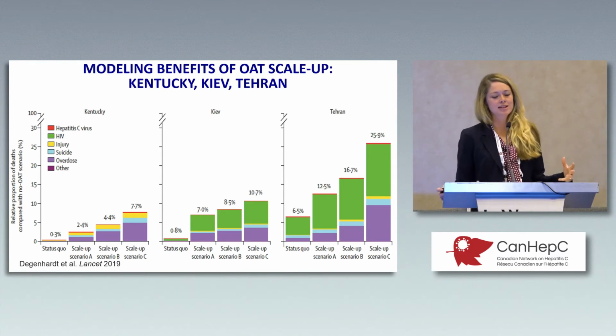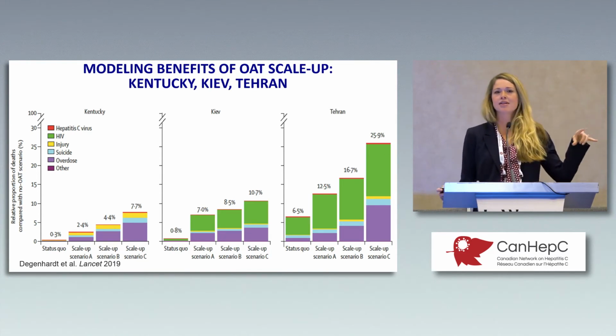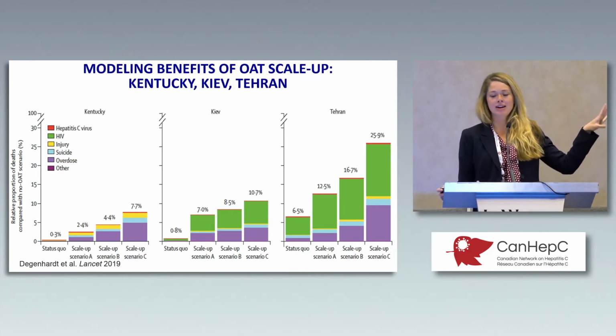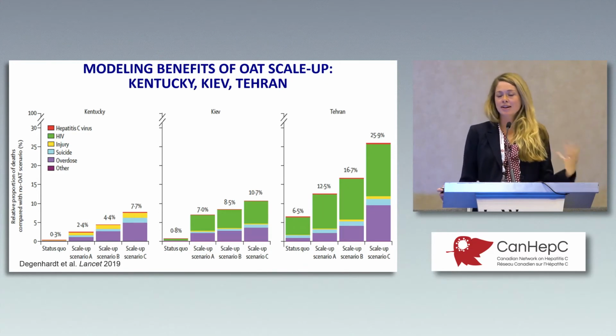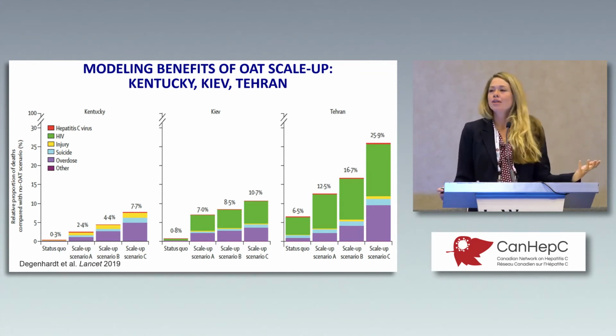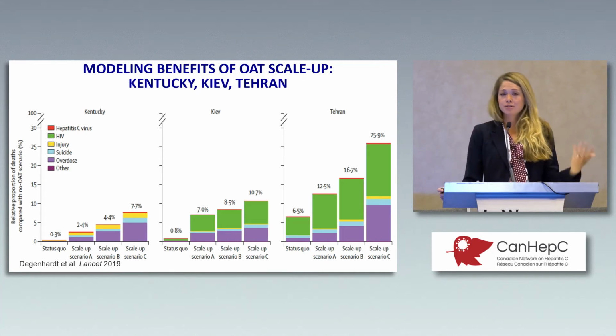But what's quite interesting is that the different shaded parts of the bars are the effect on mortality due to different causes. So red is hepatitis C virus, and green is HIV. And so you can see that scaling up OAT has quite a large effect on averting HIV in the green, both in Kiev and Tehran on the middle and right-hand side of the slide, because they have quite a lot of HIV among people who inject drugs, whereas there's no HIV in rural Appalachian Kentucky, and so there's more impact on things like hepatitis C virus in that setting. Overall, though, you can see that there's substantial impact on overdose mortality as well.